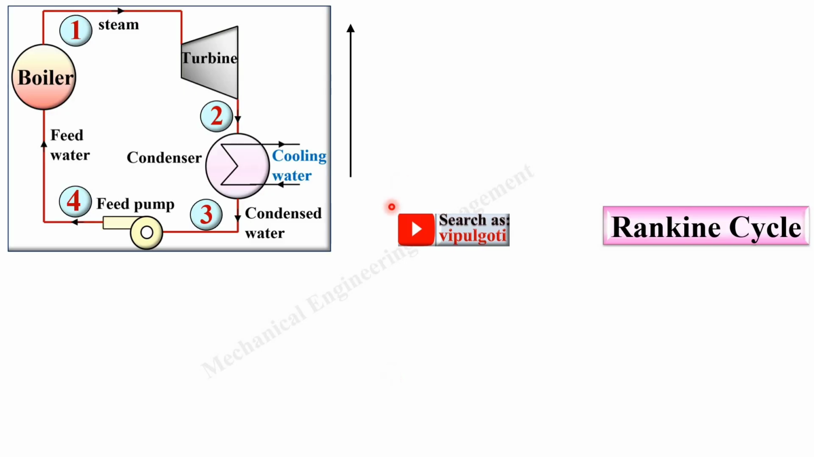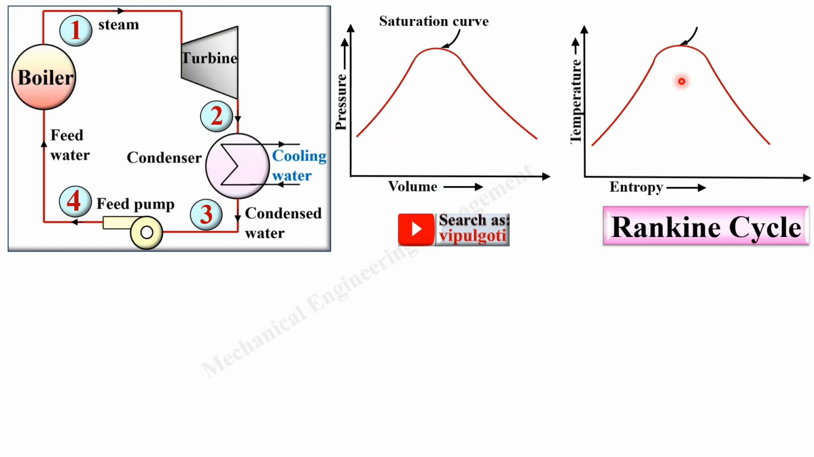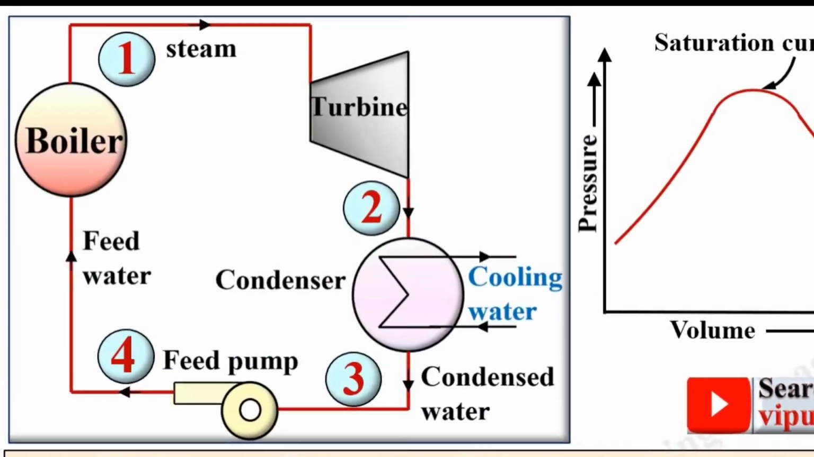Now I am going to draw the pressure versus volume diagram and the temperature versus entropy diagram for the Rankine cycle. My dear friend, keep in mind that pressure is always on the y-axis in the PV diagram and temperature is always on the y-axis in the temperature versus entropy diagram. This is the saturation curve. In this TS diagram also, this is the saturation curve.